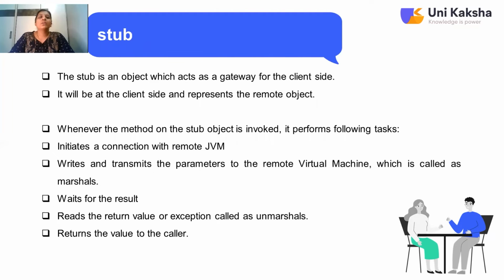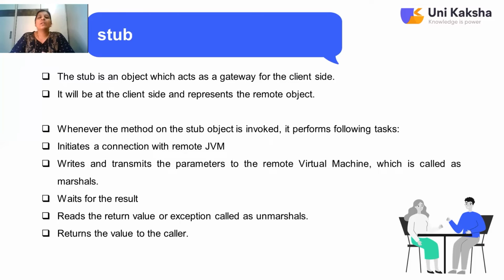Now let's have a look at the stub. Stub is an object which acts as a gateway for the client side. Basically, it is an object which resides at the client side and it represents the remote object. So whenever any method on the stub object is invoked, it is going to perform a list of tasks. The very first task is that it will initiate the connection with the remote JVM, that is the destination JVM.